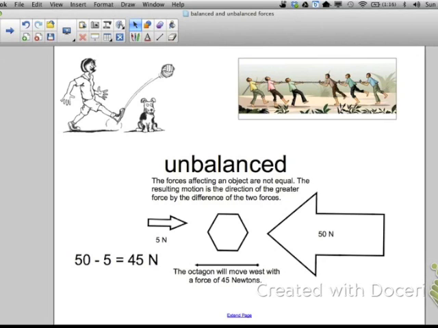Other times, however, we have two forces where one force is greater than another, and as a result, motion occurs. So I look here at this unbalanced example, where one team is losing in tug of war, or the soccer ball is being kicked in that direction. We see unbalanced forces. If I look back down at this example, there's 50 newtons pushing in the westerly direction, whereas there's a resistance of 5 newtons going against it. The result is that the octagon will move west with a force of 45 newtons because I have to subtract to find what is called the net force.